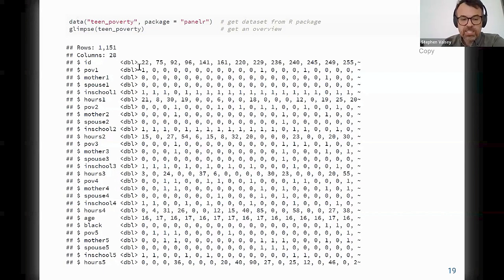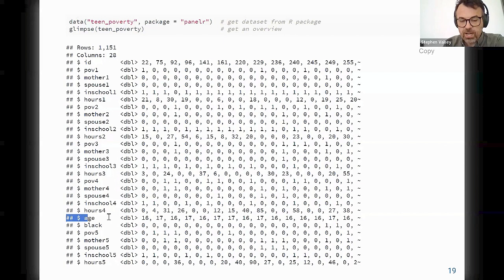And you can see this is wide form because I've got a person. Were they in poverty at wave 1? Did they have a baby at wave 1? Were they living with a spouse at wave 1? Were they in school at wave 1? How many hours a week did they work at wave 1? And then you can see all this information repeated. Here's what it was at wave 2. Here's what it was at wave 3. Here's what it was at wave 4. Now, I don't know why it's here, but you also have how old were they when they started the study.